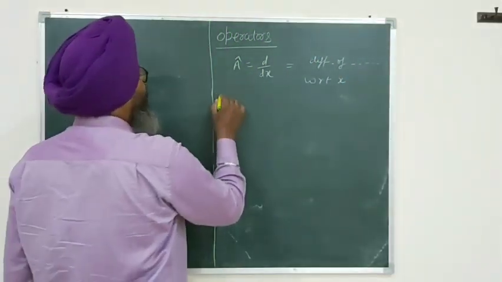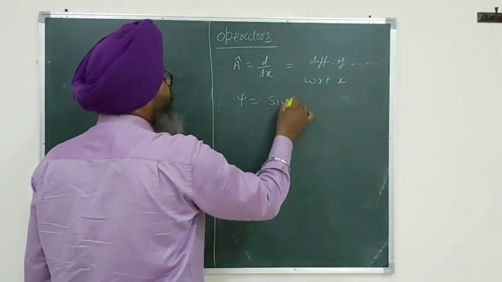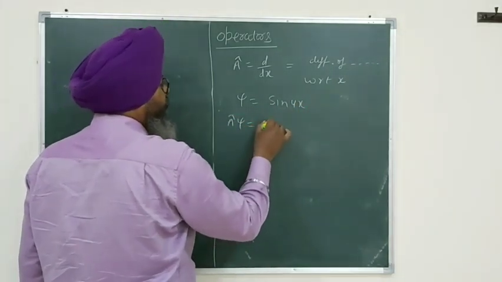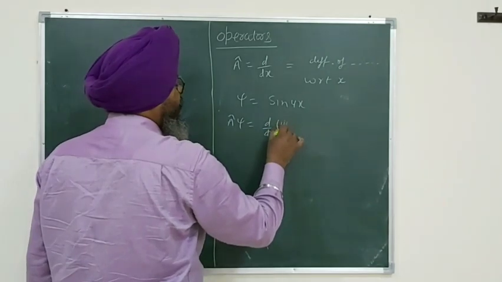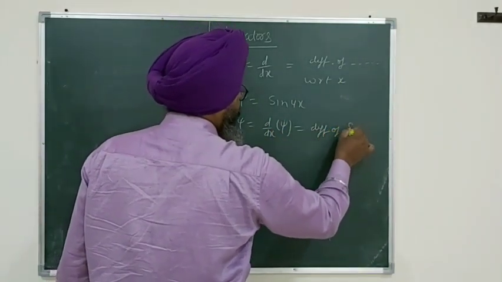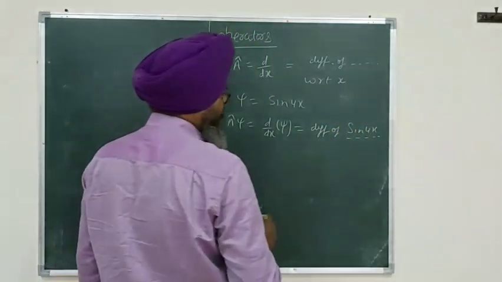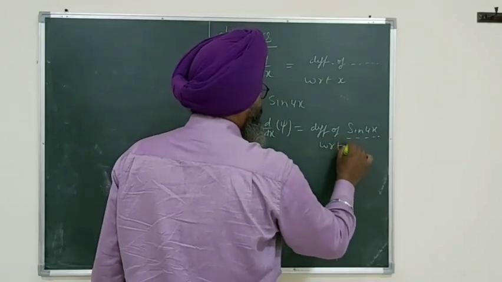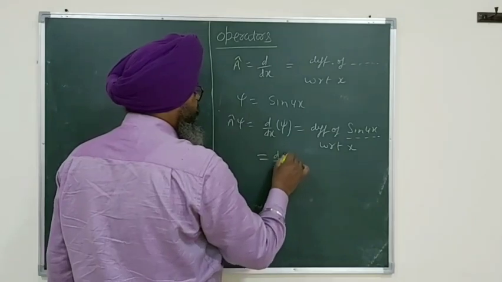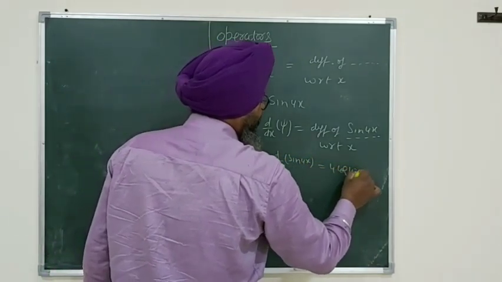Let us see, if I have psi equal to sine 4x, then what will be a cap of psi? It will be d by dx of psi. In terms of statement, it will be differentiation of sine 4x. This dash dash dash is now filled, with respect to x, and obviously it will be d by dx of sine 4x, and it will be 4 cos 4x.